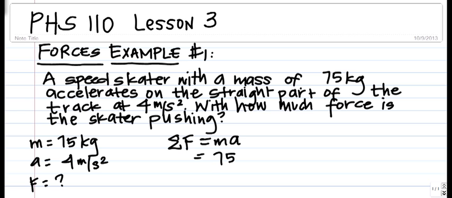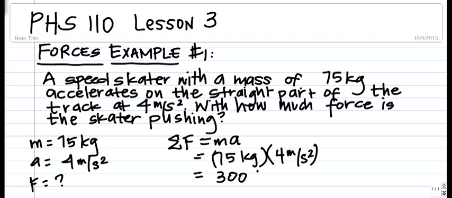So we're going to go ahead and take our 75 kilogram mass and multiply it by our 4 meter per second acceleration, and you'll see that the force with which the speed skater is pushing is actually 300 kilogram meters per second squared, which is actually the same as a Newton. So let's go on here and I'll show you the next problem that I have for you.